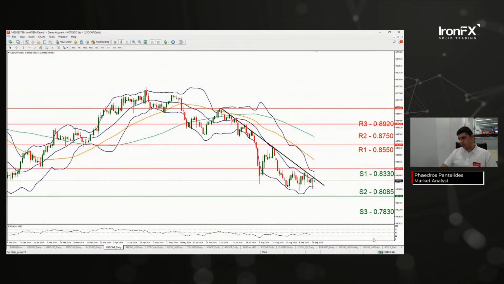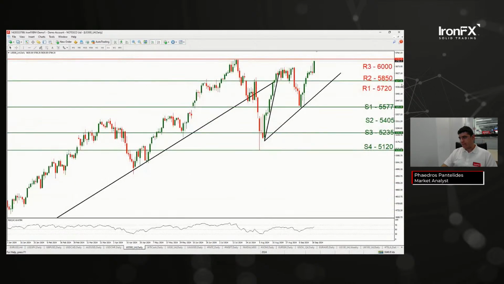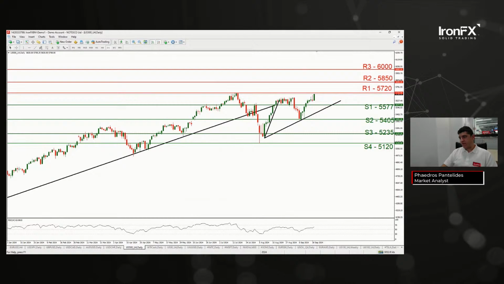Just against the Swiss franc, continuing in that downwards motion. If you look at the S&P 500, moved lower yesterday. For today is up. Futures are nice, taking aim for that all-time high figure, maintaining a bullish outlook for the S&P 500, but it does need to clear the all-time high figure for that bullish outlook to be maintained. S1 at 5,577, R1 is 5,720. Next potential resistance is at 5,850. But overall, it does appear to be moving in an upwards fashion.